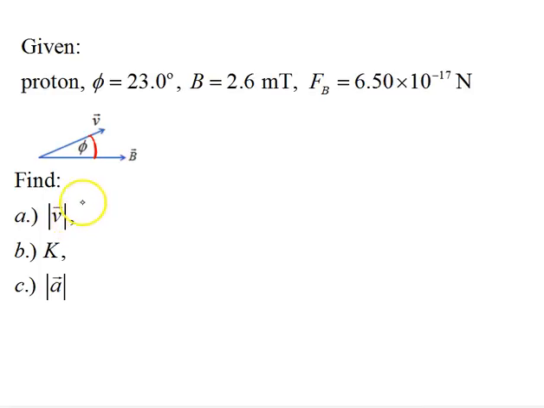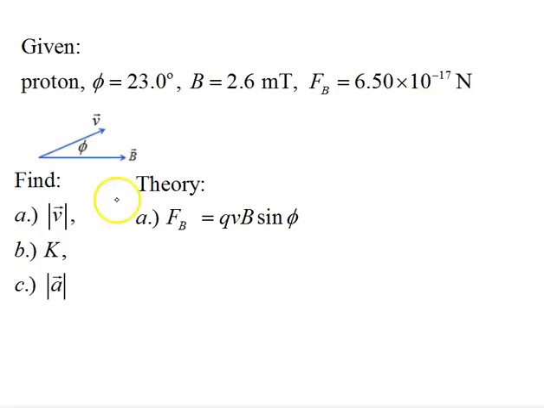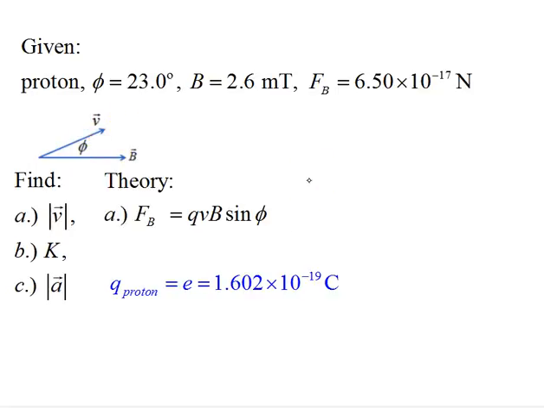So we want to find the speed, which is the magnitude of the velocity. We want to find the kinetic energy, and we want to find the magnitude of the acceleration. So our theory we can use to find the magnitude of the velocity is just the magnitude of the force for a magnetic field. That's the charge of the moving particle times the speed of the moving particle, the magnetic field strength within which it's moving, and the sine of that angle between the velocity and the magnetic field, this angle here.